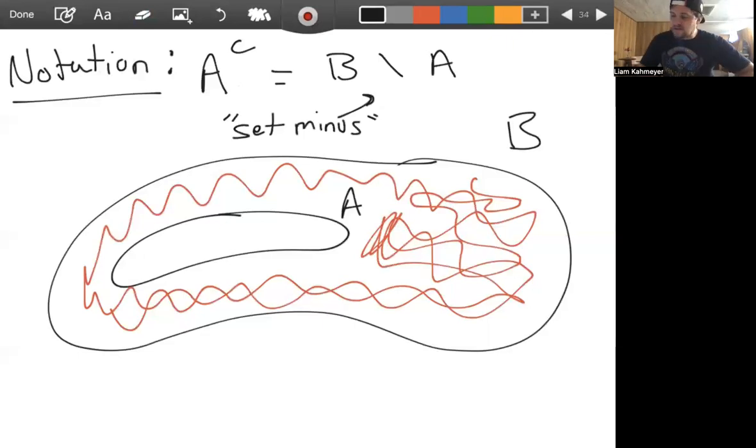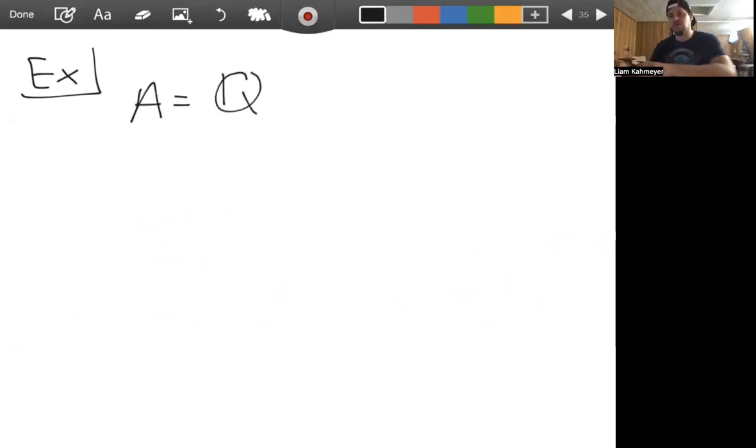Okay, cool. Let's look at an example here. An example would be good. Let's let A be the rational numbers. So if you've never seen the symbol for the rational numbers, it's a Q, like so.